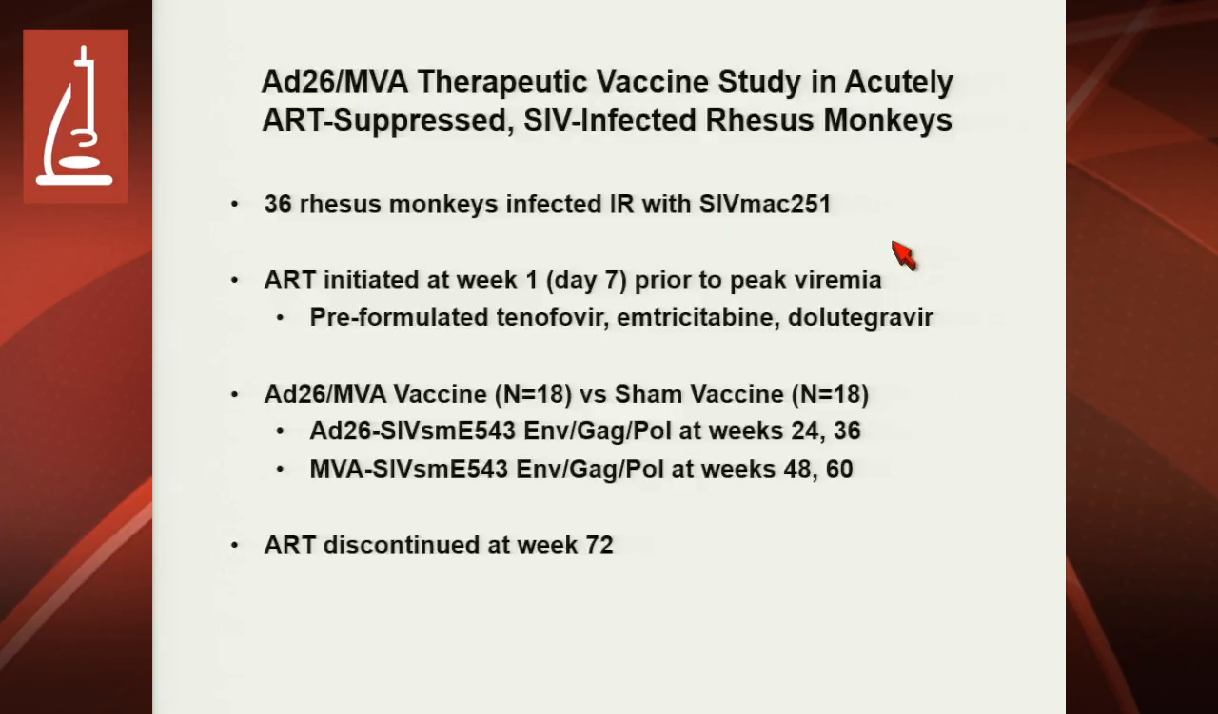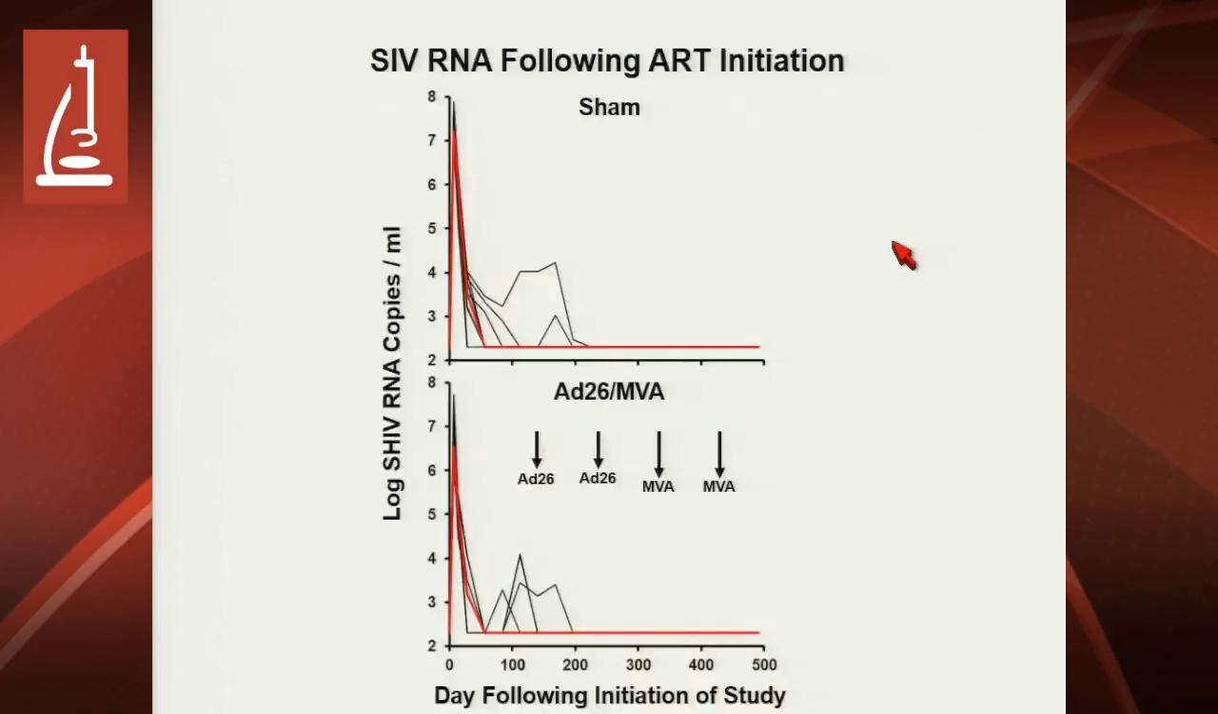And the vaccine was given as the Ad26 prime, expressing the inserts Env, Gag, and Pol, at weeks 24 and 36, so essentially 6 months of ART suppression prior to vaccination. And then the animals were boosted with MVA vectors expressing the same inserts at weeks 48 and 60, and at week 72, we discontinued ART. So the viral suppression is shown here with ART. You can see that on day 7 of infection, essentially during the upstroke of viremia, then virologic suppression occurs.